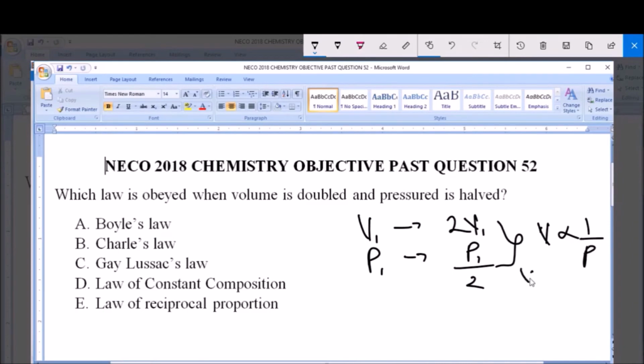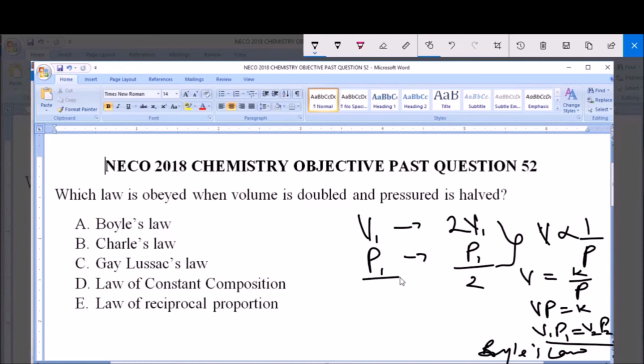Thereby we say V equals K, introducing a constant, over P. And so therefore we say VP equals K, and therefore V1P1 equals V2P2. Now looking at this statement, this is Boyle's law, which states that the volume of a given mass of gas is inversely proportional to its pressure, provided that the temperature is constant.